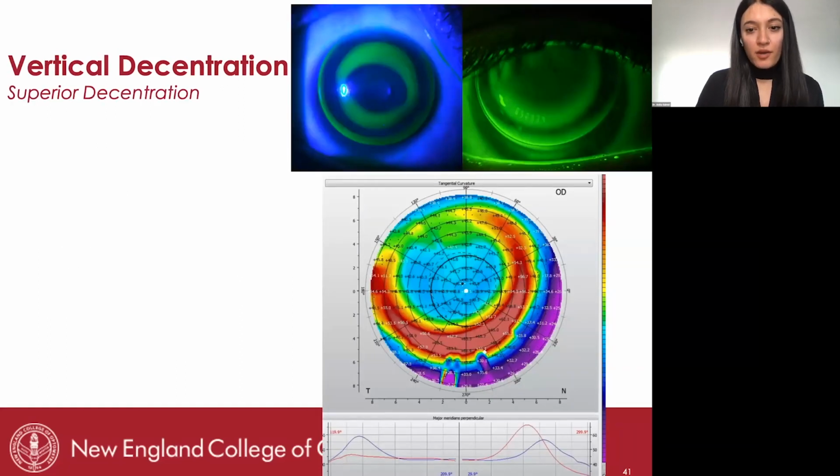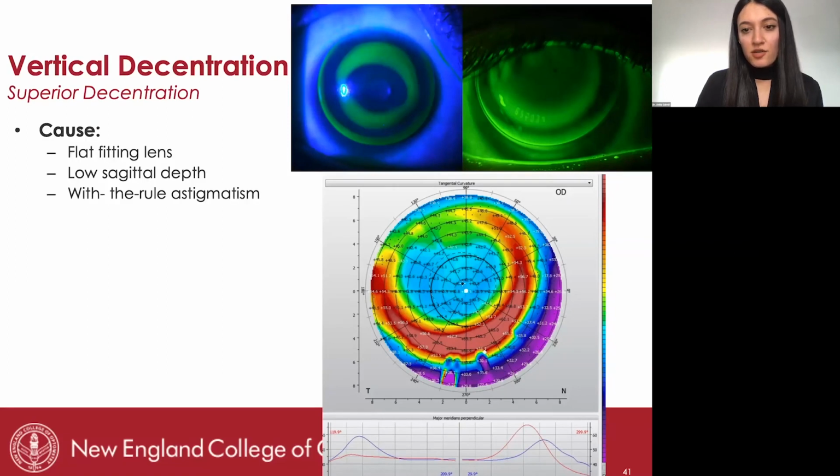Vertical decentration. When you see vertical decentration, especially if that lens is decentered superiorly, you have a flat fitting lens. The lens usually needs a larger RZD in that manner, or a larger LZA to steepen the lens and bring it back down towards the center of the cornea.